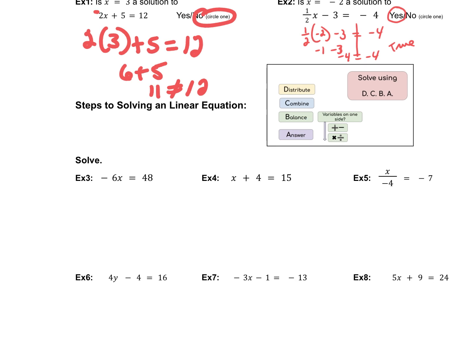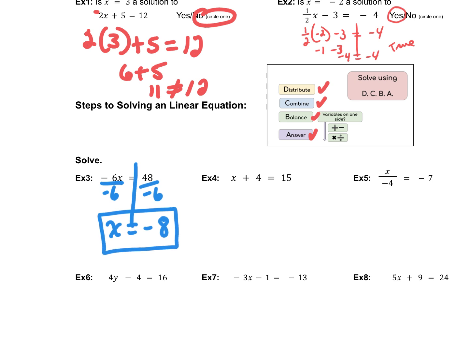Okay. So you want to keep in mind that you're going in the opposite order of order of operations. So first you're looking for distributive, combining like terms, balancing your equation, and then getting an answer. And you want to make sure that you show all your work, even on the one-step equation. So you're drawing a line down the middle. This is -6 times x. So this is x is equal to -8, okay?